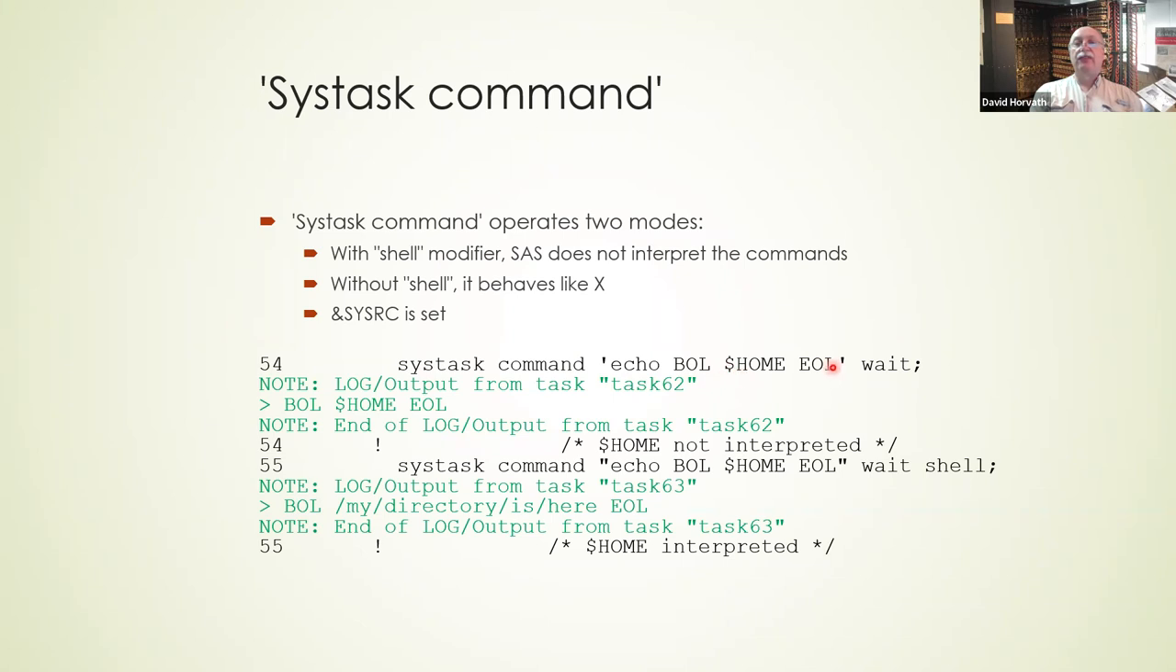So the first one, and the default is no shell, by the way. The first one is no shell. And the string we see is beginning of line, the dollar home word, and end of line. Home is not interpreted. The variable is not interpreted. In the second example, which we are sending to the shell, same string, I get a different output. I have my beginning of line. This is the actual home directory. That's the value stored in dollar home in the shell, and end of line. It depends on what you want, whether you want the engine to interpret it or the shell.